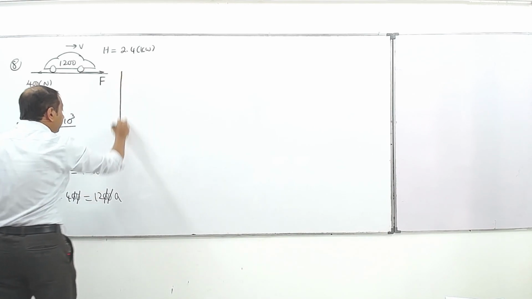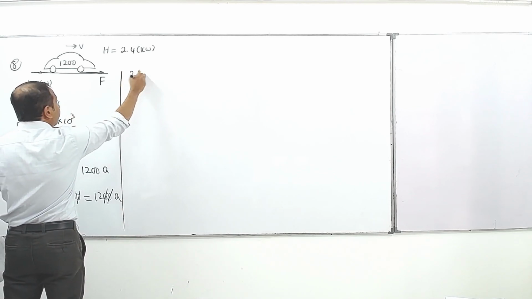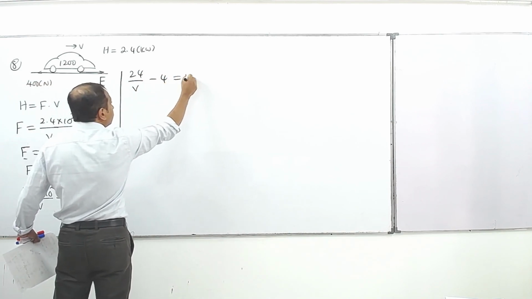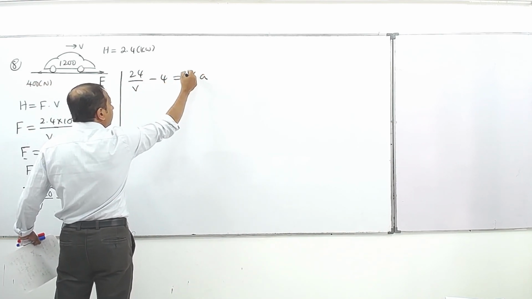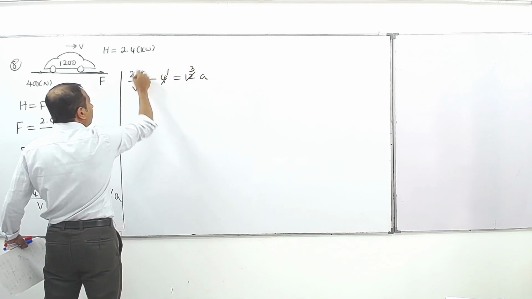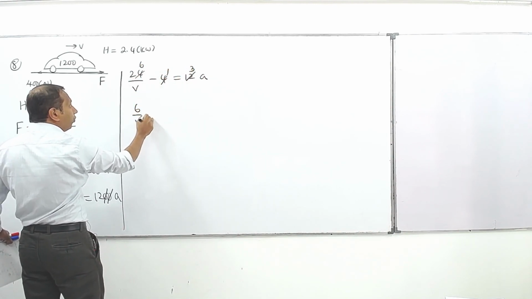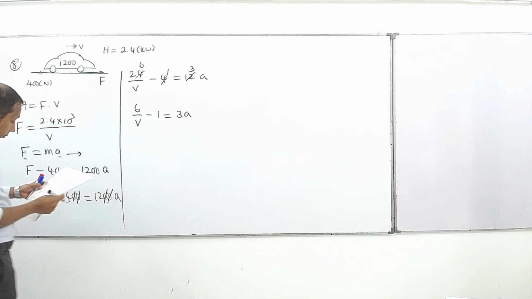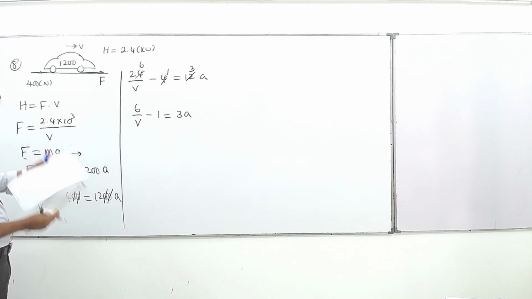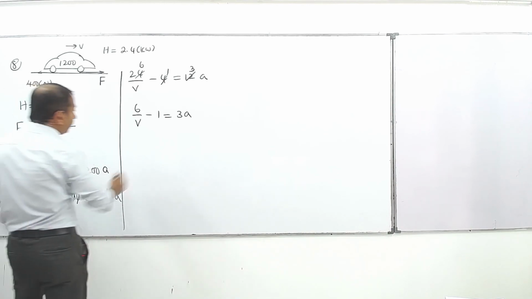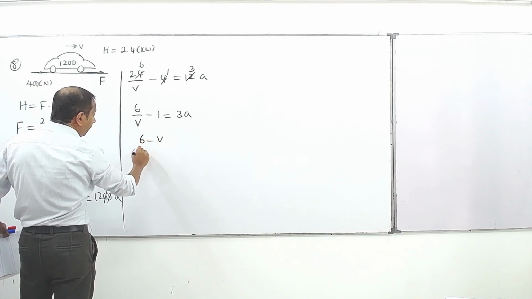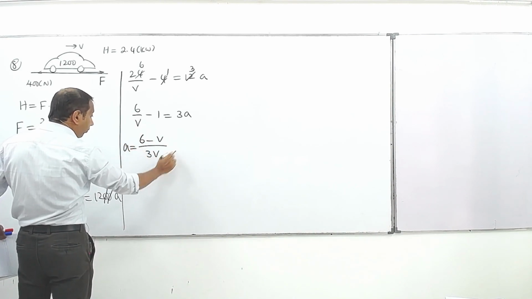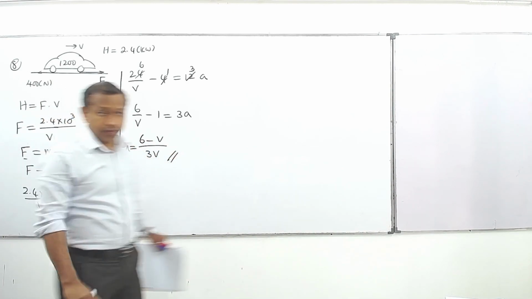Right. By another 4 also we can simplify this. 24 over V minus 4 equals 12a. Cancelled by 4: 6 over V minus 1 equals 3a. Then simplify here: 6 minus V divided by V, bring this 3 here, (6 minus V) over 3V equals a. This is the acceleration. Okay.